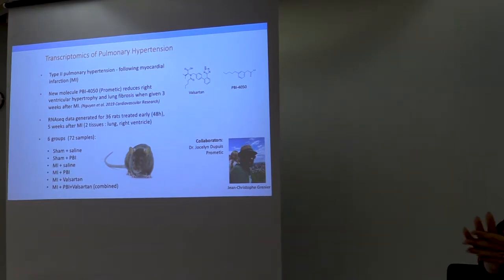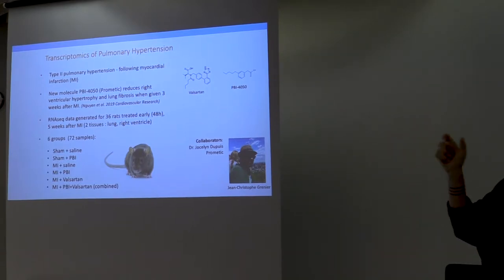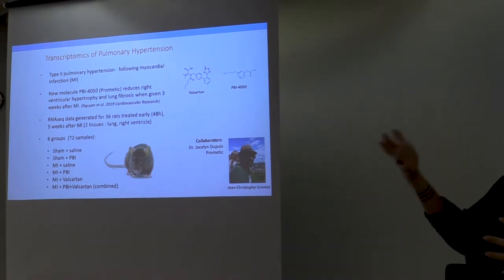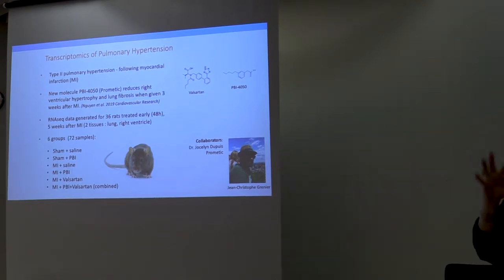So there were 6 groups. The sham saline. Sham, if you're not familiar, is where they get the operation, but they don't get the myocardial infarction generation. So sham saline, sham PBI. I'll switch to PBI 450. And then the rats that had the MI and the saline treatment, MI PBI, MI valsartan, and then the MI with the combined treatment.